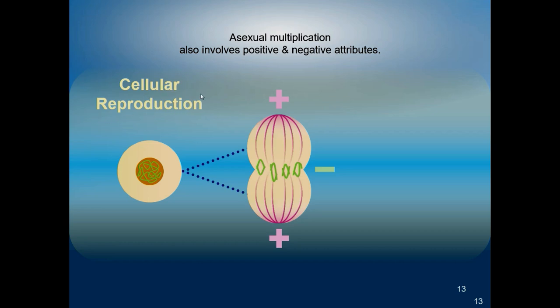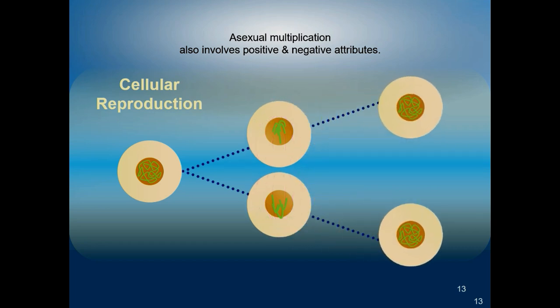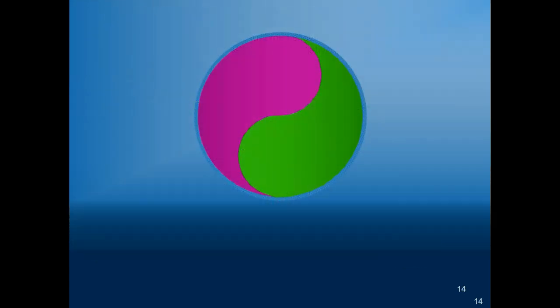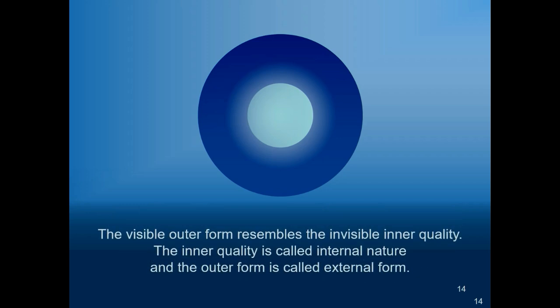In cellular reproduction, asexual multiplication also involves positive and negative attributes. More fundamentally, however, every entity possesses both an outer form and an inner quality. The visible outer form resembles the invisible inner quality. The inner quality is called internal nature, and the outer form is called external form.